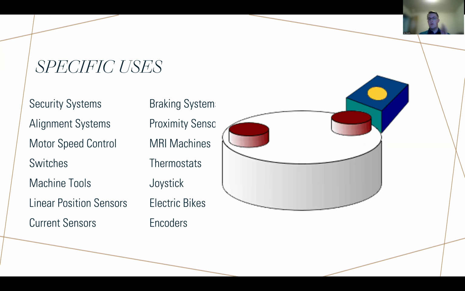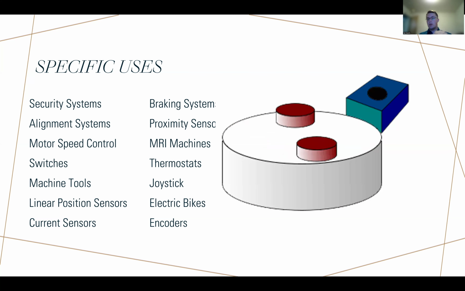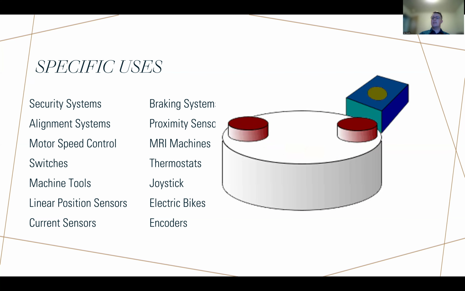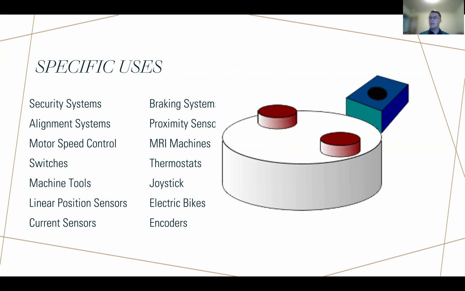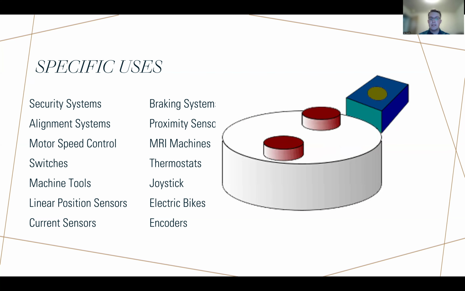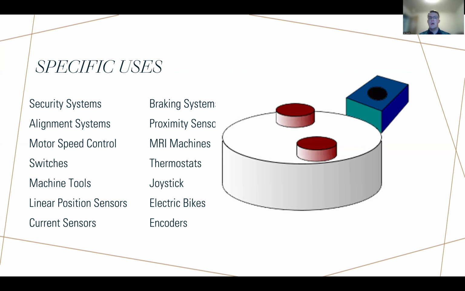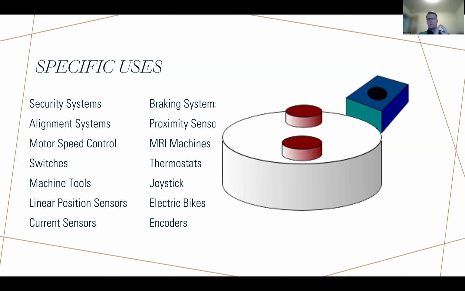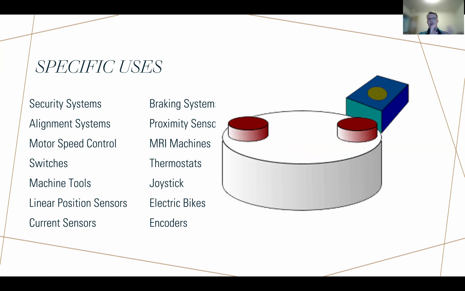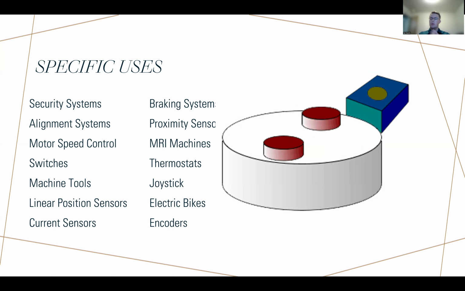Current sensors. We know that a steady current generates a magnetic field. If you put these sensors in, you can detect what the current is through that wire based on the magnetic field strength. Braking systems are another very popular one. When you push on the brake, it will move the panels, and the magnets will tell you when you're pushing and how hard you're pushing.